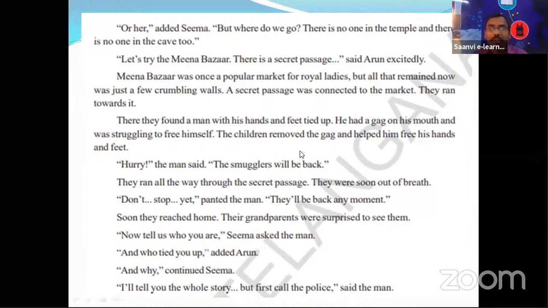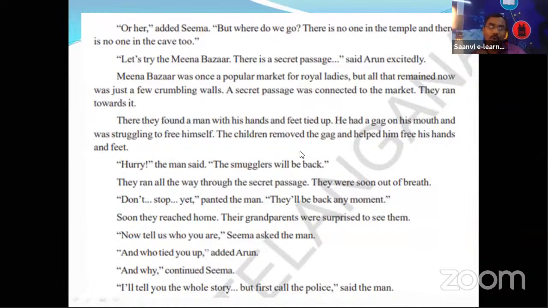They ran all the way through the secret passage. They were soon out of breath. They were unable to breathe properly as they were running very fast to escape from the smugglers who tied up this man. Don't stop yet, panted the man. Breathing heavily, the man said that don't stop. We will have to escape from here. They will be back any moment. If they see us, they will kill us.